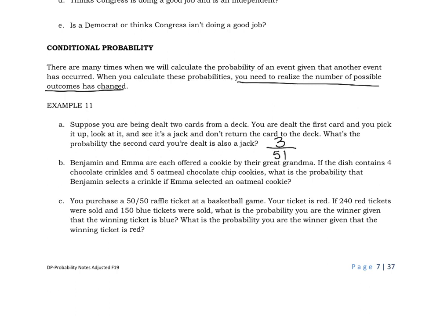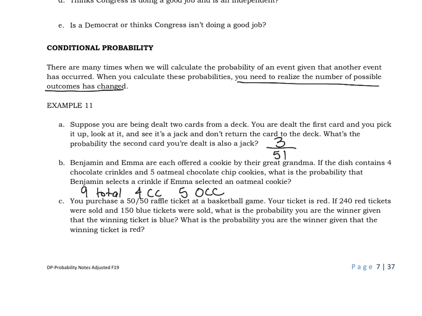All right, let's look at B. Benjamin and Emma are each offered a cookie by their great-grandma. If the dish contains 4 chocolate crinkles and 5 oatmeal chocolate chip cookies, what's the probability that Benjamin selects a crinkle if Emma selected an oatmeal cookie? So we have to look at, originally there were 9 cookies. So there were 9 total. 4 were chocolate crinkles and 5 were oatmeal chocolate chip.